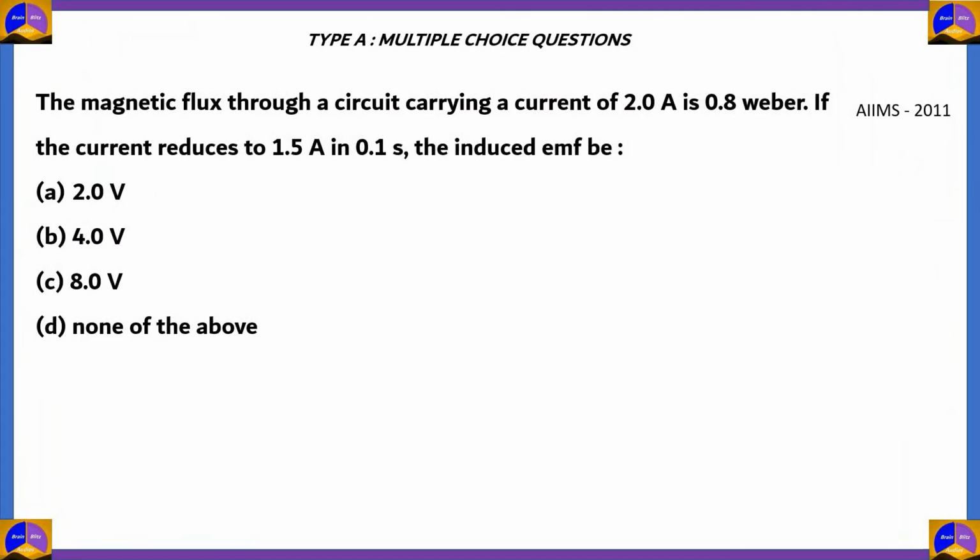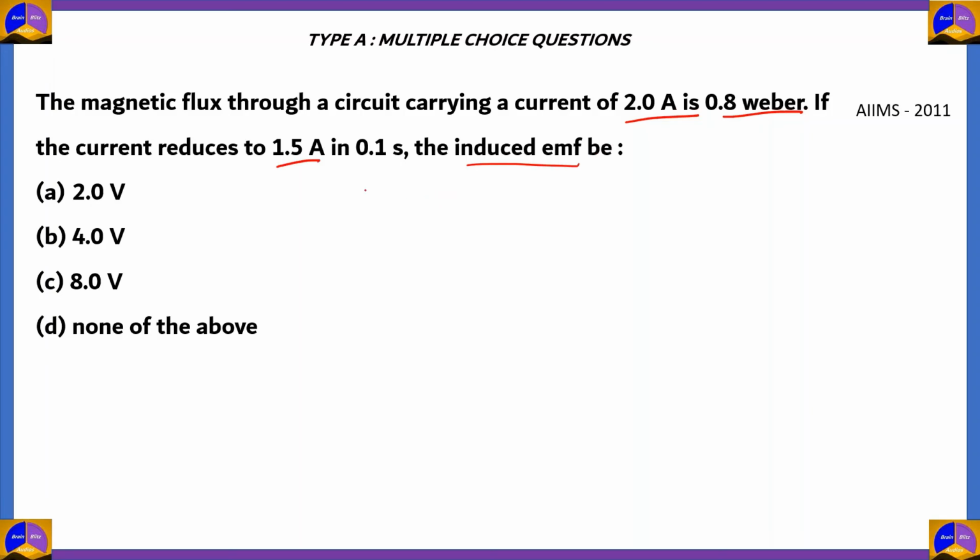Now let's move on to the final question. The magnetic flux through a circuit carrying a current of 2 amperes is 0.8 Weber. If the current reduces to 1.5 amperes in 0.1 seconds, the induced EMF will be. So for a current of 2 amperes, the magnetic flux is 0.8 Webers. If it's for 1.5 amperes, we do not know. We need to find out the induced EMF.